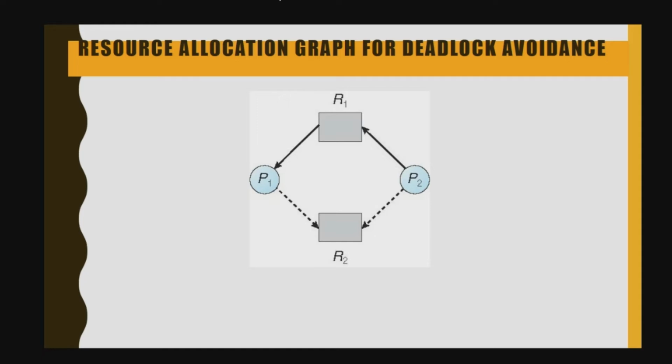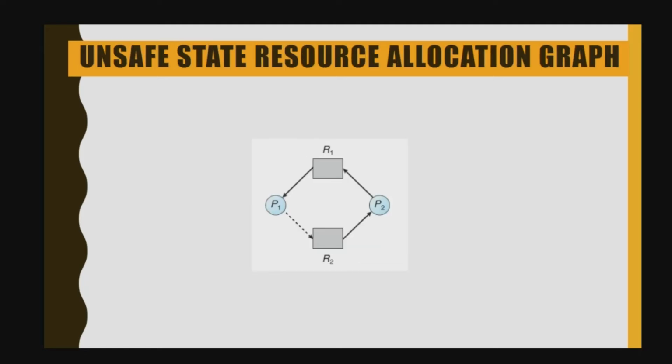Okay, let's say P1 requests R2 and then P2 requests R1. Then the deadlock may occur if we allow P2 at the first part to use R2, so the deadlock may occur like this one. Okay, in an unsafe state a resource allocation graph may occur. So this is a circular, or a cycle. We want to avoid the cycle happening in our system, so we cannot allocate R2 to P2.